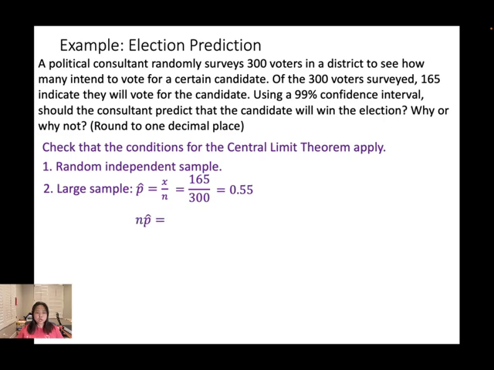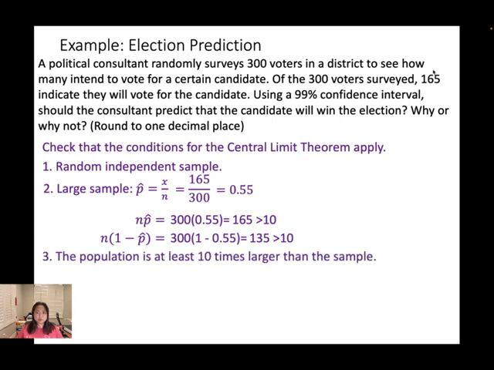And now we check the sample size times the p-hat, which is 165. That is greater than 10. And then n times the failure proportion, you get 135. That is greater than 10 as well. So we fulfill the second condition. And then number 3, we assume the population is 10 times larger than the sample. So this is good, we checked the conditions.